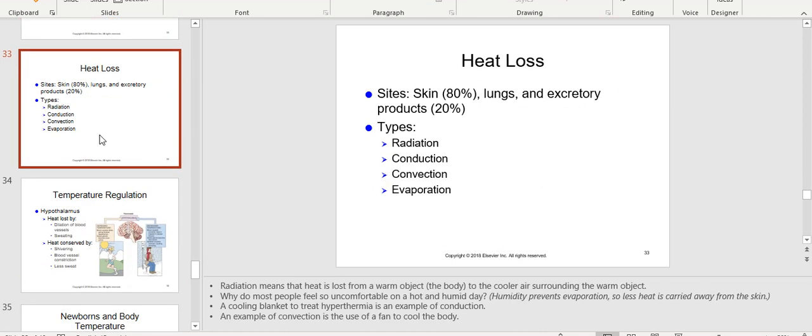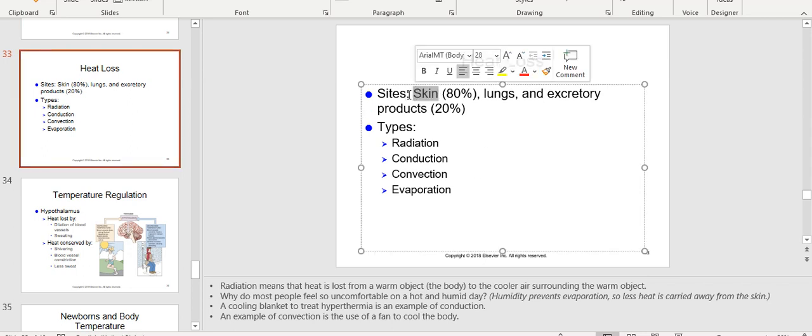Heat loss: 80% by the skin, 20% by the lungs. Okay, and you'll see there that you actually lose a lot of your toxins through the skin. Your body will try and get rid of things through the skin. Have a look at that.